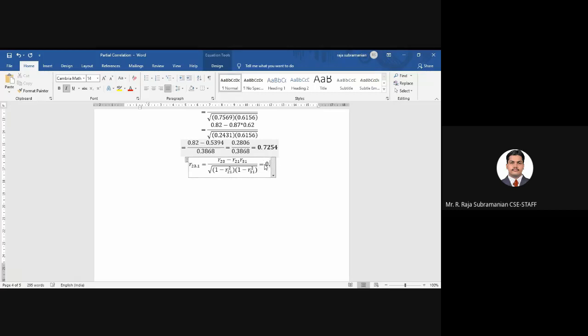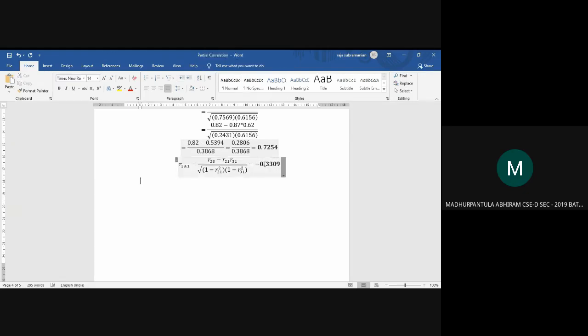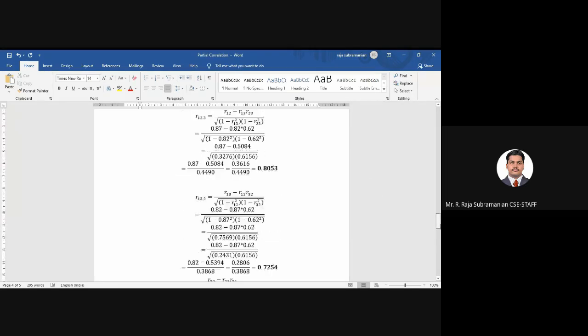What is this final answer? Minus 0.330. Fourth digit, is anything there? 9, sir. Yes. We got the result and I didn't put that. Before sending it in Google Classroom, I'll include that extra digit also, right?